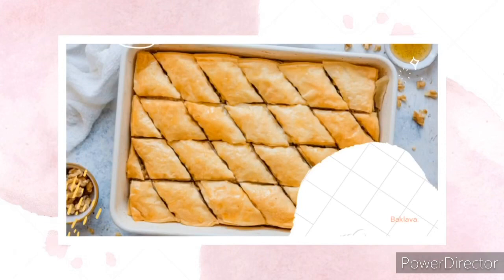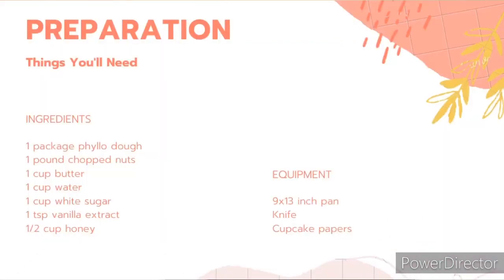Second dish is baklava. Baklava is a dessert originating in the Middle East, made of phyllo pastry filled with chopped nuts and soaked in honey. Ingredients are phyllo dough, chopped nuts, butter, water, white sugar, vanilla extract, and honey.